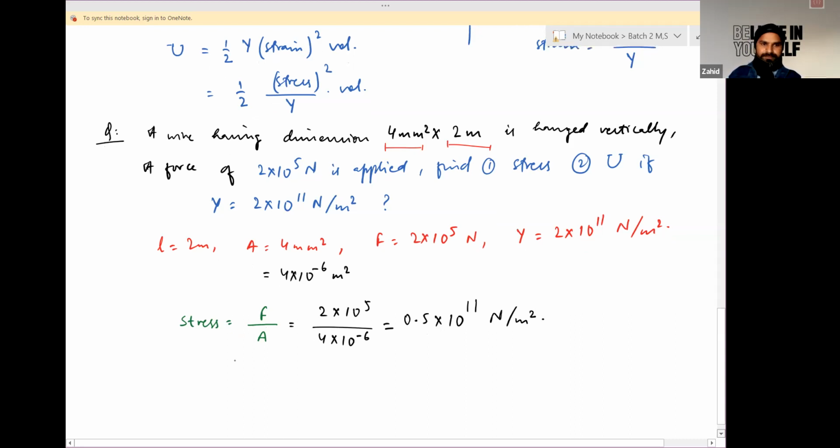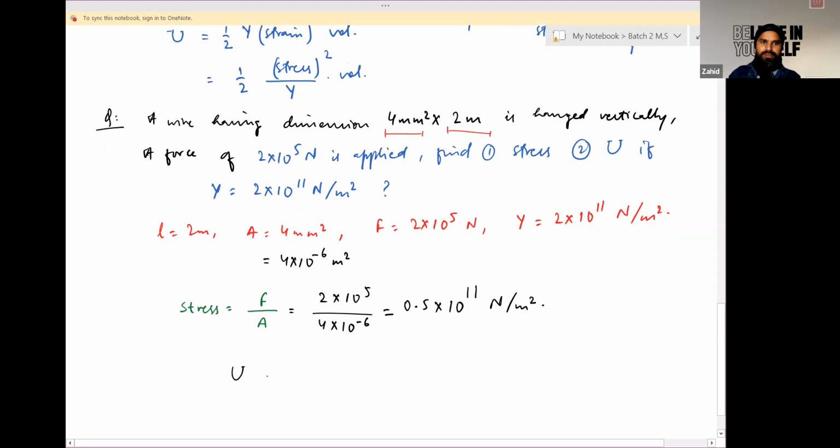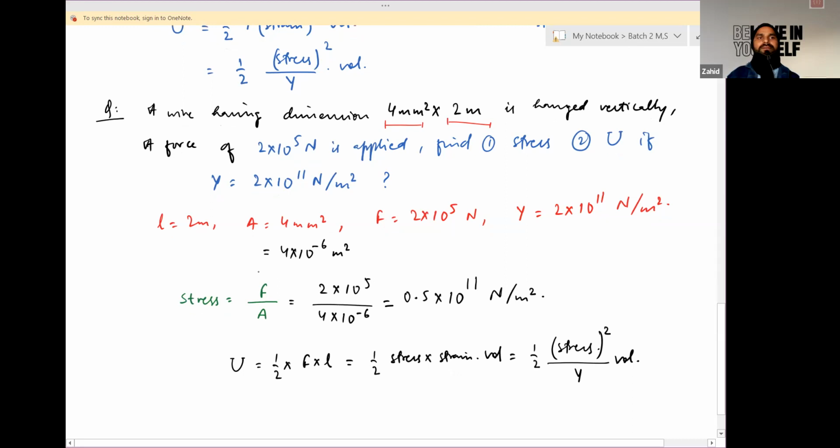Now, according to the formula, potential energy equals half times force times extension. Next is half times stress into strain into volume. Next is half times stress squared divided by Young's modulus into volume. So depending upon the given terms in the question, you may use these different formulas to find potential energy. Try to solve.